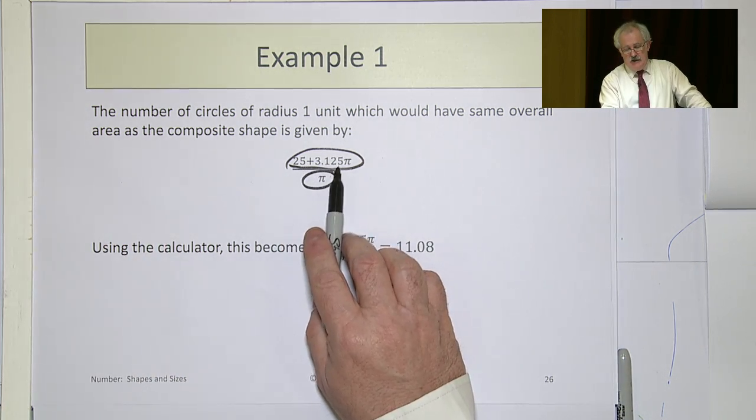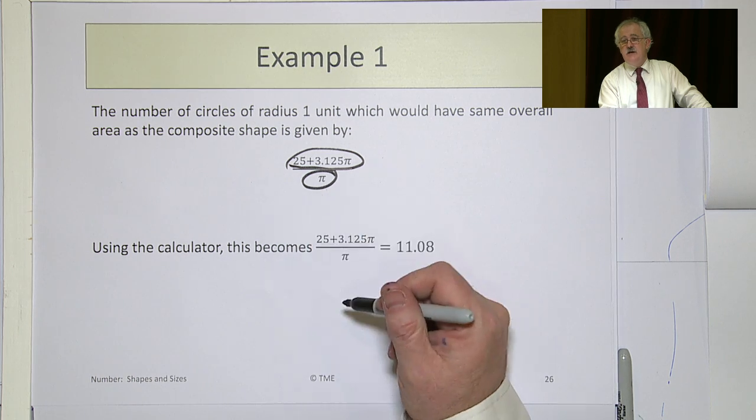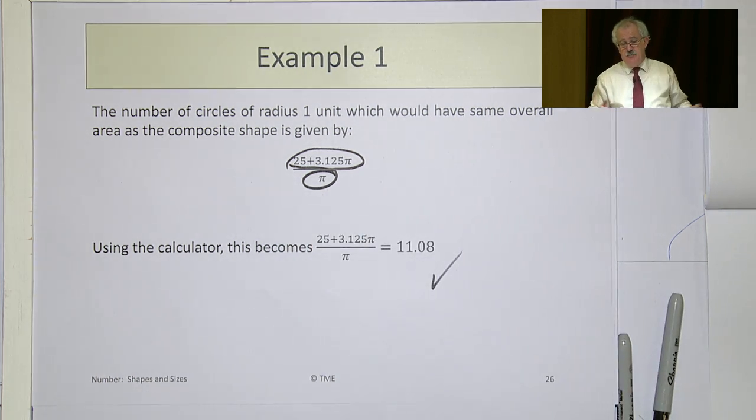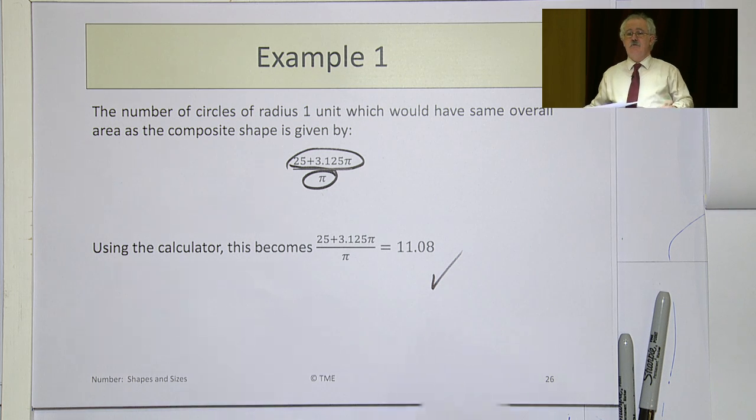That's a calculator, pi, all that. Can we do all that together? And we get an answer. 11.08 of them fit there. Is that okay?